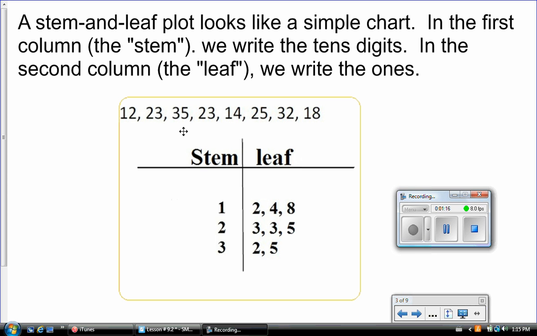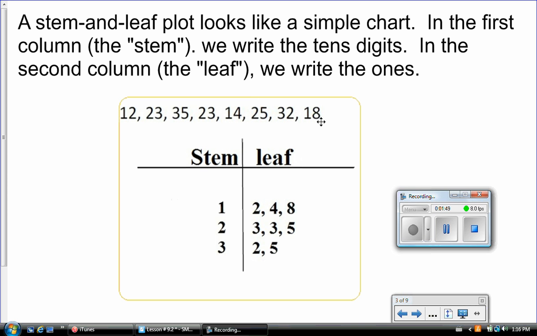and to put them into the plot, just look at number 12. We're going to put a 1 under the stem column, and then we'll write the 2 under the leaf column. And as we look along, we can see that the next number is 14. We don't need to write the 1 again. However, we do need to write the 4 under the leaf column.